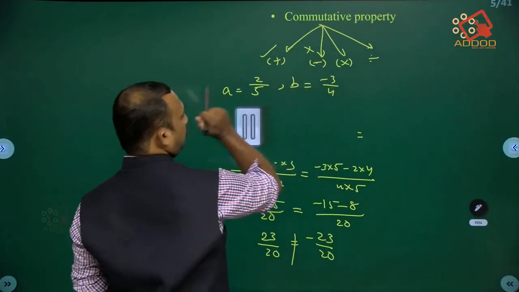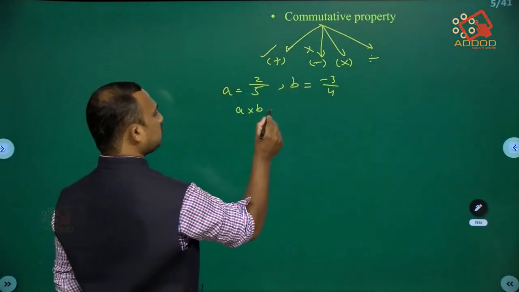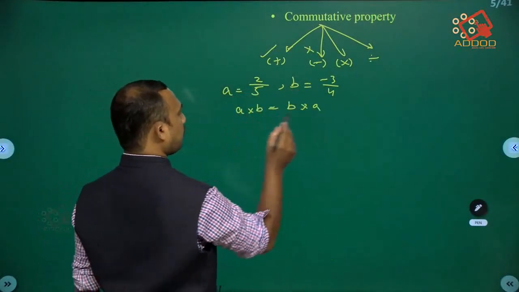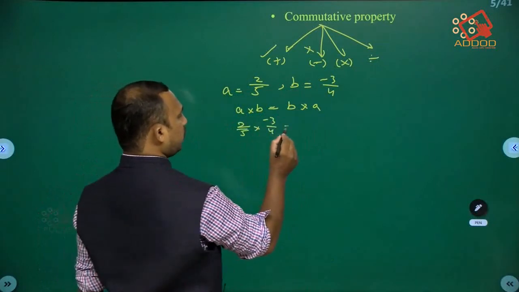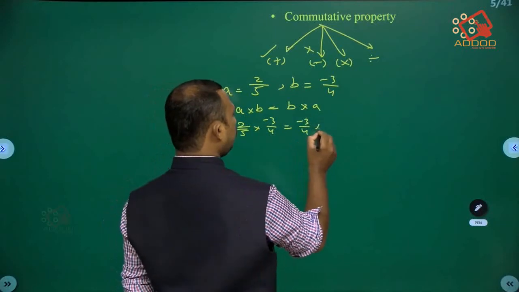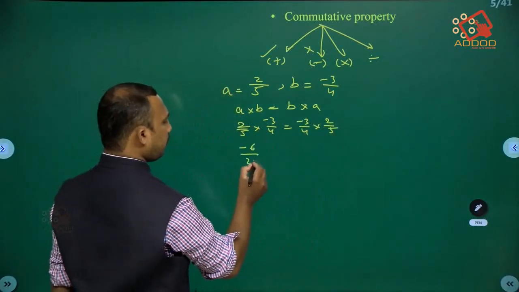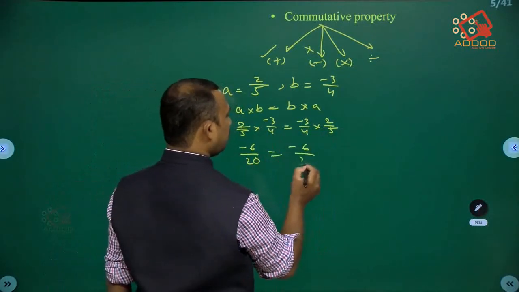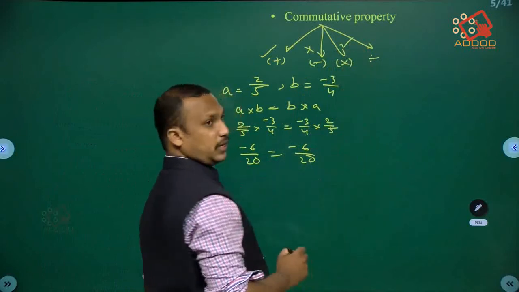Okay? Understand? So this does not satisfy under subtraction. Next, multiplication. a into b equals b into a. 2 by 5 into minus 3 by 4 equal to minus 3 by 4 into 2 by 5. Minus 6 by 20, minus 6 by 20. So both sides you got the same answer. So it is satisfied under multiplication.